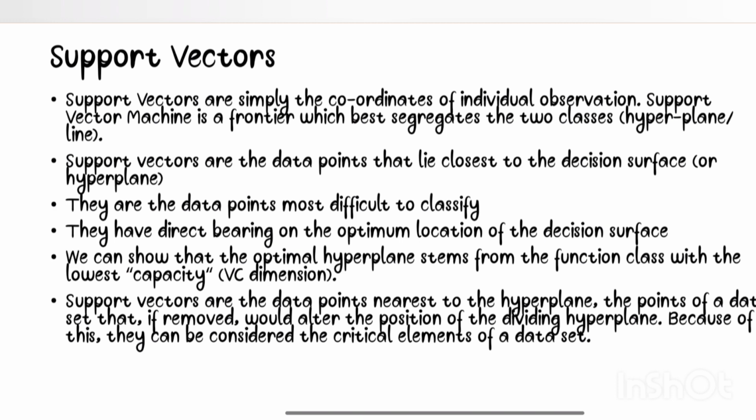Support vector. A support vector is simply the coordinates of an individual observation. The support vector machine is the frontier that best segregates the two classes. Support vectors are the data points that lie closest to the decision surface. They are the data points that are the most difficult to classify. They have a direct bearing on the optimum location of the decision surface, which can be the optimal hyperplane for the function classes with the lowest capacity. Support vectors are the data points nearest to the hyperplane. If these points of the data set are removed, the position of the dividing hyperplane could change, because they can be considered the critical elements of the dataset.